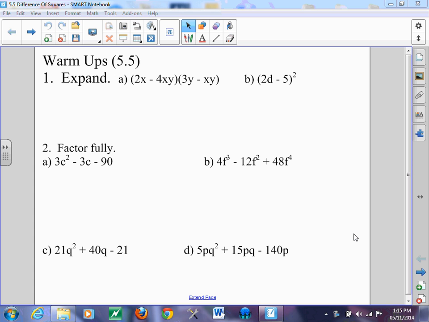Class, and welcome to lesson 5.5. Today we're going to learn the fourth and final method of factoring. Just a quick review, folks.